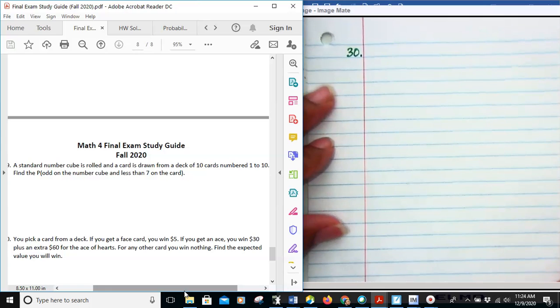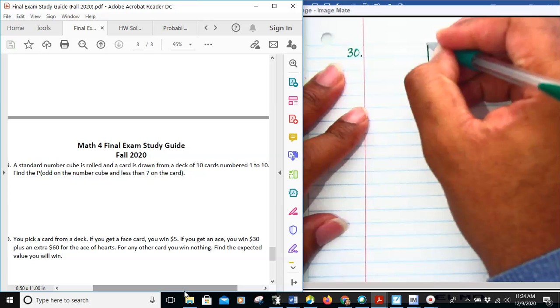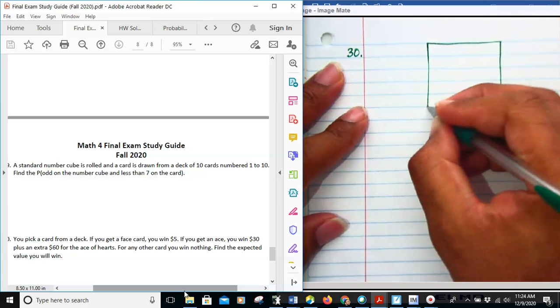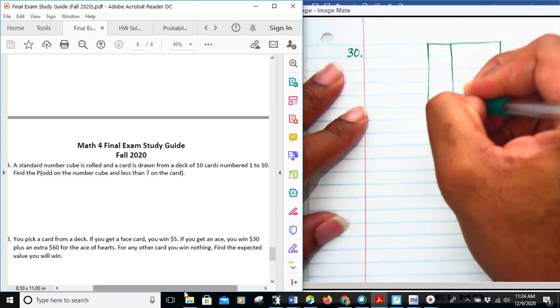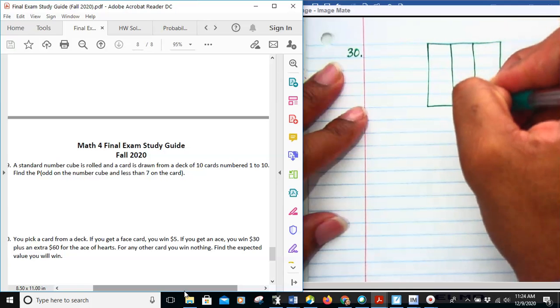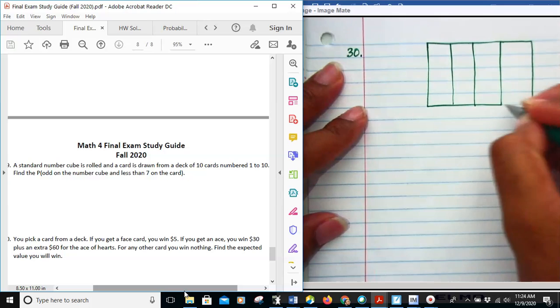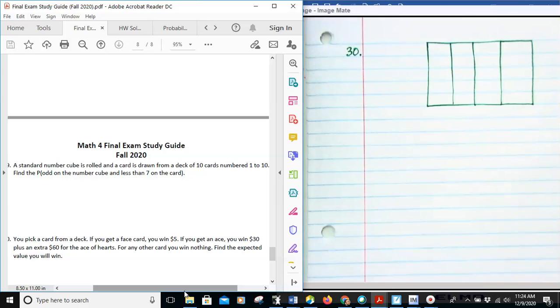All right. So here, if you remember back to our expected value notes, this came up this year right before Thanksgiving. So if you're part of the 2020 fall semester, you had it right before Thanksgiving. But if you're not part of that one, then it's okay.